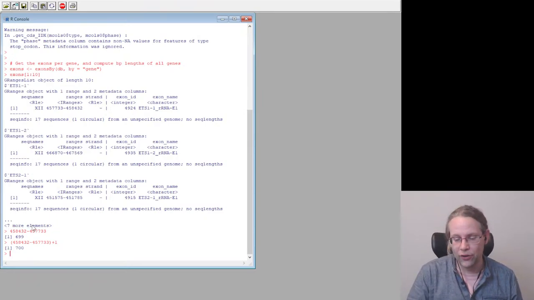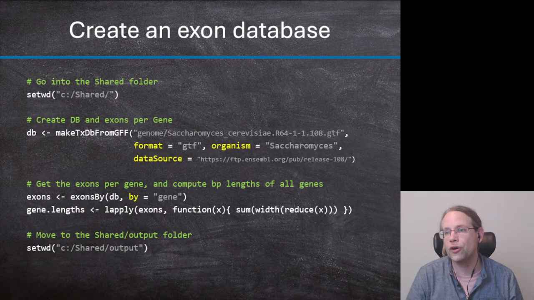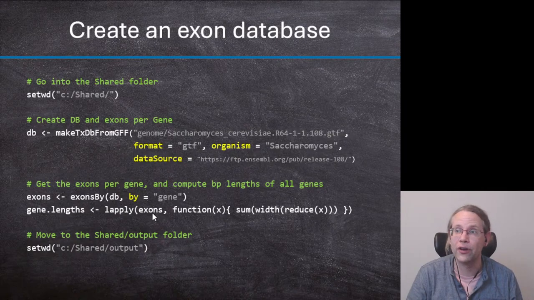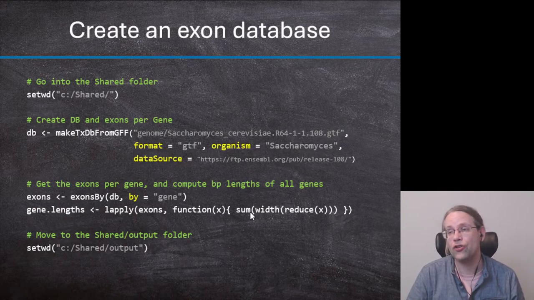So there's actually this little piece of code which you can use to very quickly look at all of them. The way that this works is that I'm going to lapply to the list of exons, which are actually the exons for each of the genes, a function of x. I'm going to reduce x, take the width of it, and then take the sum. I'm taking the sum because, of course, some genes have more than one exon, and the width will tell me how much there is.